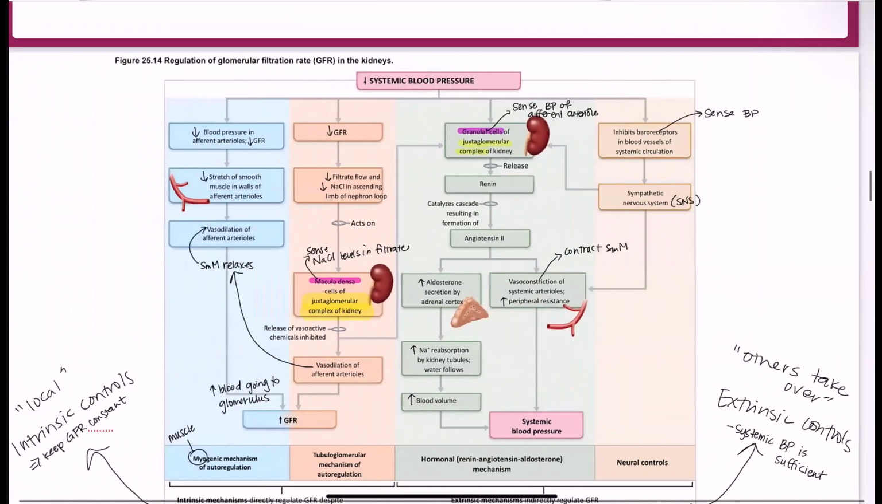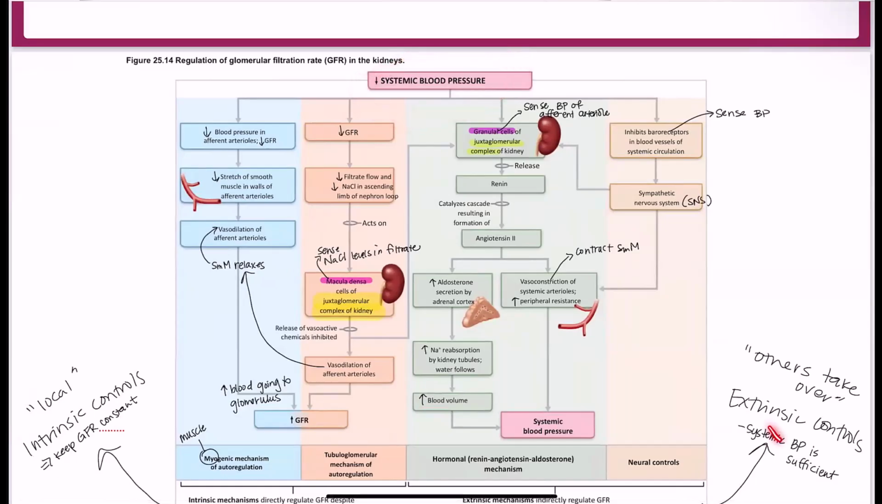Notice that if blood pressure falls, the extrinsic mechanisms state that we're going to fix it. The intrinsic controls say that if blood pressure falls, we're going to make sure GFR stays the same. We're going to try to increase it as much as possible.